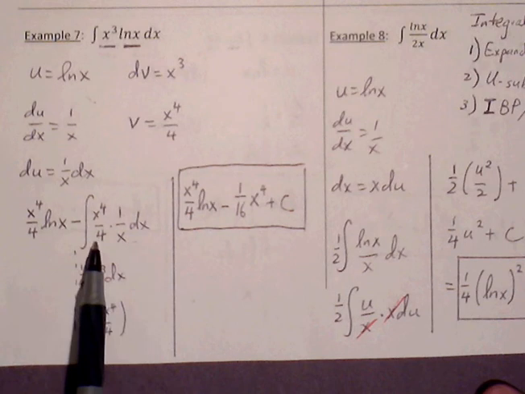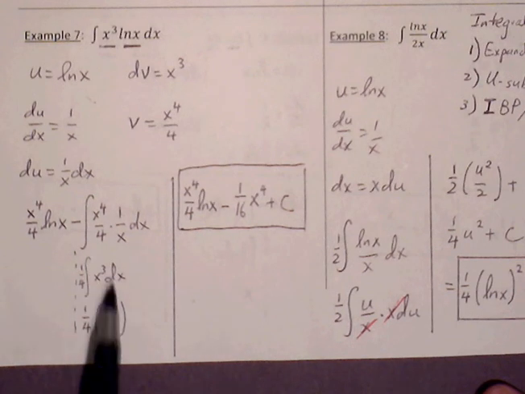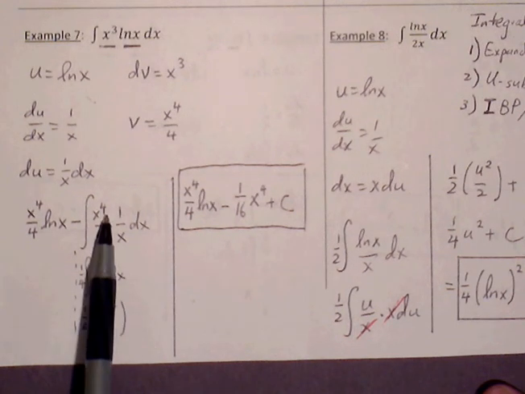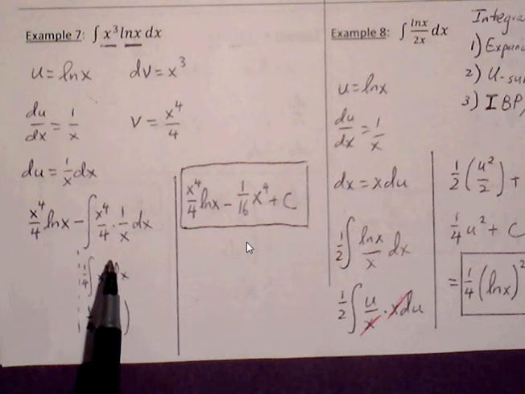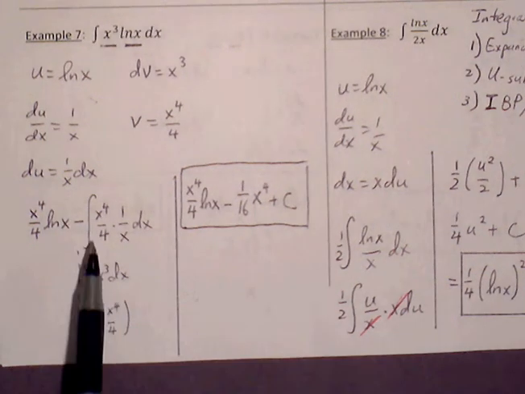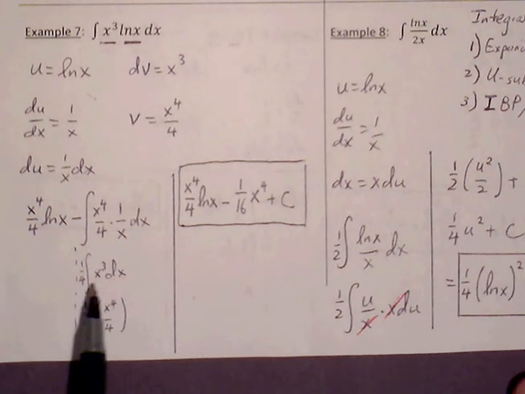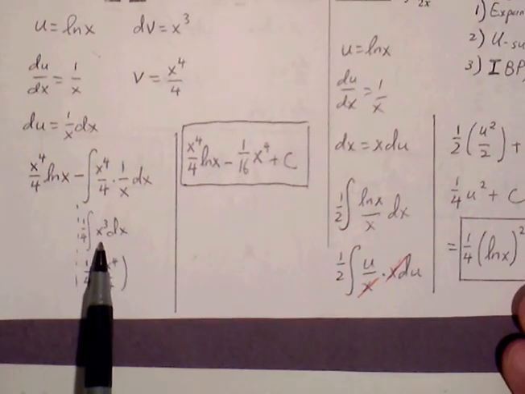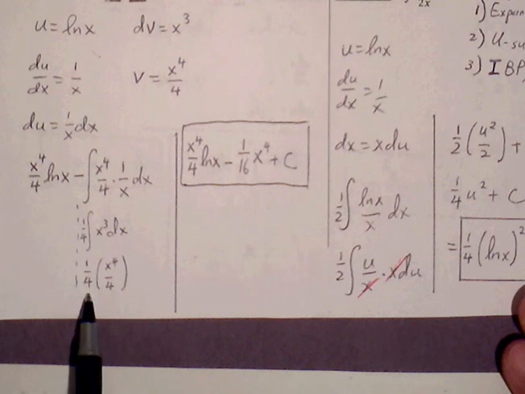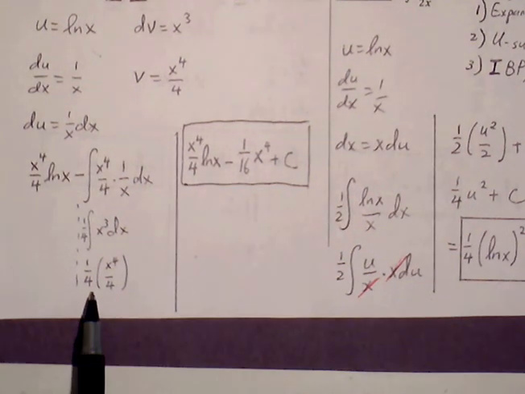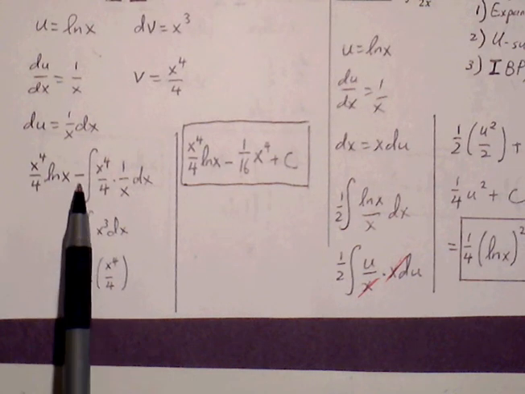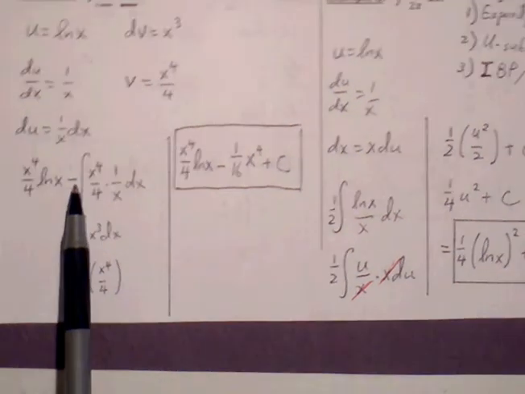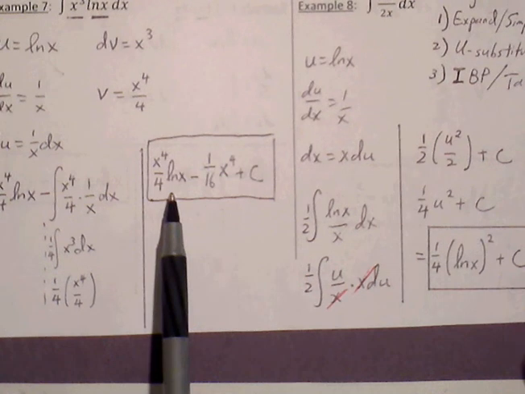So we can pull a 1/4 out. We can cancel out one of the x's. So then we're left with x to the fourth over x, and one of the x's cancels out. We have 1 over 4 integral of x cubed. Integral of x cubed is simply x to the fourth over 4. Multiply this with our coefficient, we have 1/16 x to the fourth. But then we don't want to forget this minus sign. So finally we have x to the fourth times natural log of x minus 1/16 x to the fourth plus c.